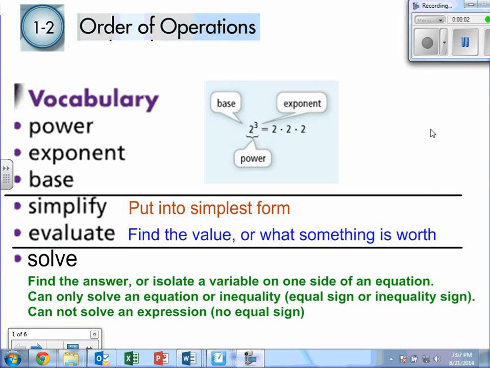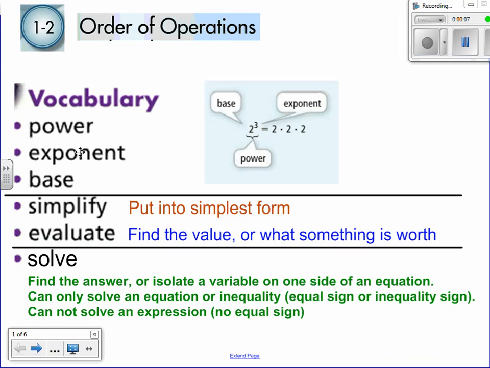Algebra 1, 1-2, Order of Operations. Well, as normal, let's start out with a little vocabulary.